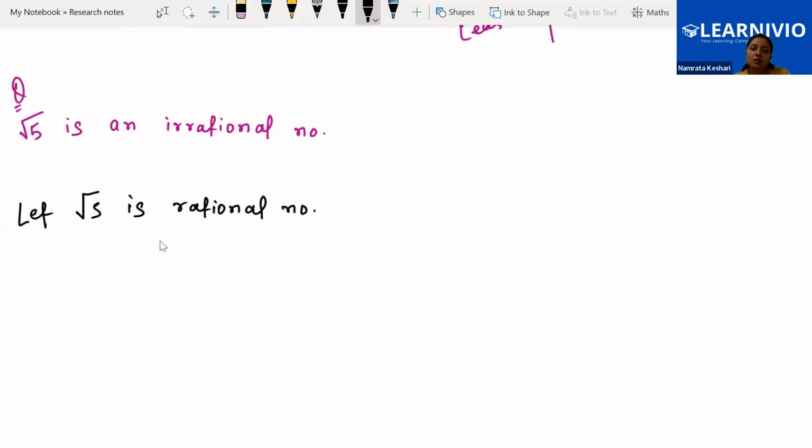Since it is a rational number, we can write it in the form of p by q, where p and q, we are assuming, are co-prime. For rational, it is not mandatory, but we are assuming that we are taking the reduced form of the fraction, so p and q are co-primes. Now we will prove that our assumption which we have taken is totally incorrect.